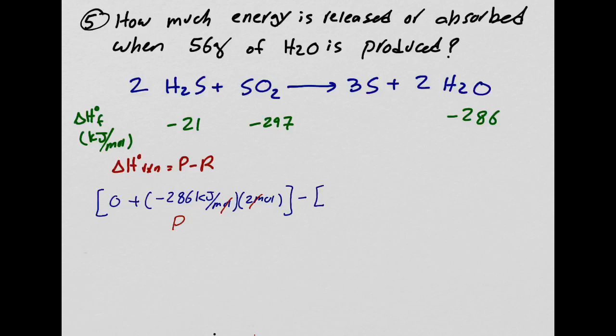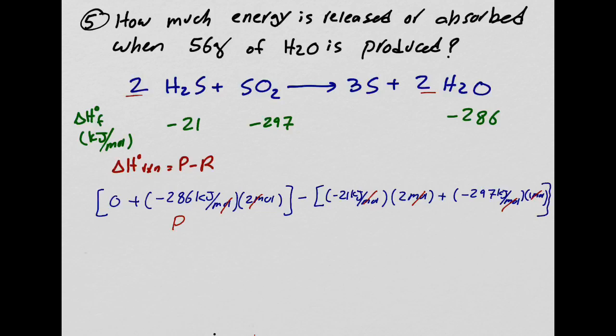My reactant is H2S, so negative 21 kilojoules per mole. How many do I have? I have 2 moles, so the moles can cancel out, and SO2 is minus 297 is just 1 mole, right? So I just times it by 1 mole. So again, the moles can cancel out. You times it by the coefficient. Don't forget that. You times it by the coefficient.